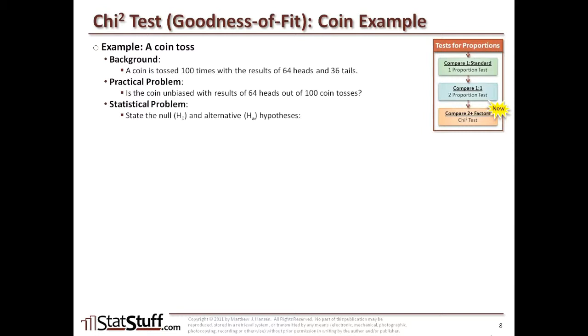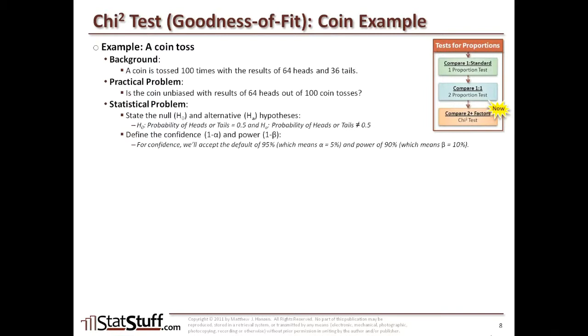For the statistical problem, we'll translate that to, first we need to figure out what the null and alternative hypotheses are that we're going to use. The null hypothesis is that the probability of heads or tails is equal to 50%, which is what we'd normally expect. The alternative hypothesis is that the probability of heads or tails is not equal to 50%. So we're going to define the confidence and power levels, and we're going to use the default like we've used before, like 95% as our confidence level.